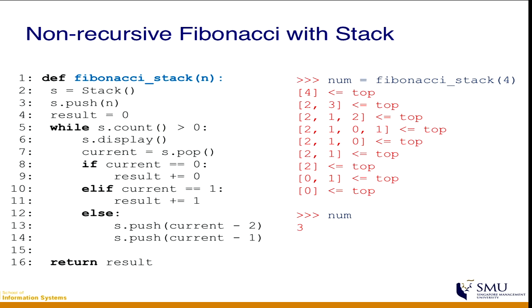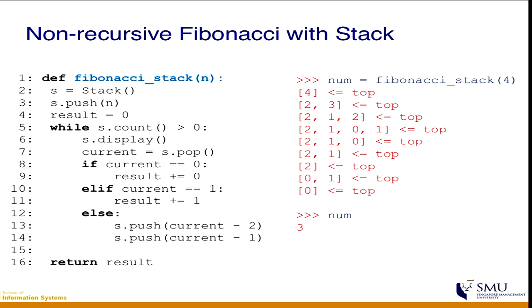Now, when you push the reduction cases onto the stack, you realize it's n minus 1 first, then n minus 2. So when you push into the stack, it has to be n minus 2 first, and then n minus 1. Because the next time round, when you pop, you're going to get n minus 1 first. Now, if you do this, then essentially you have a different implementation of Fibonacci, no recursion, based on a stack.